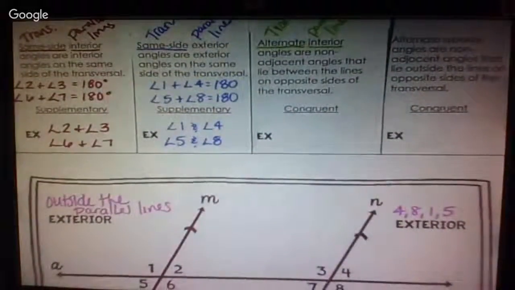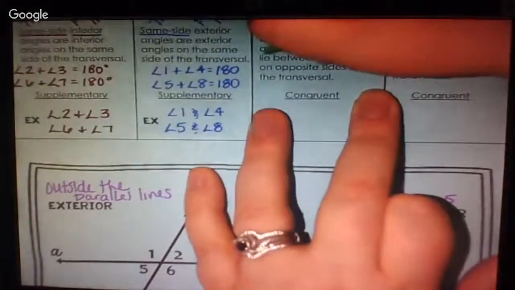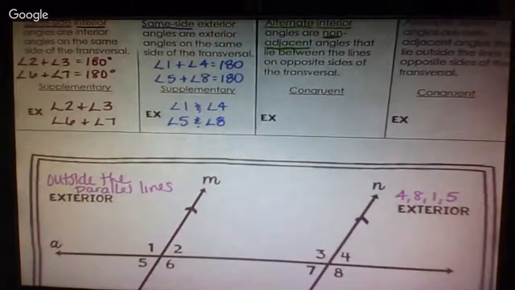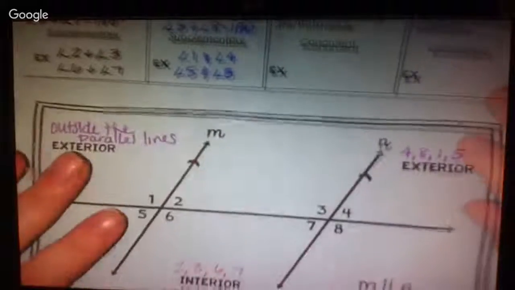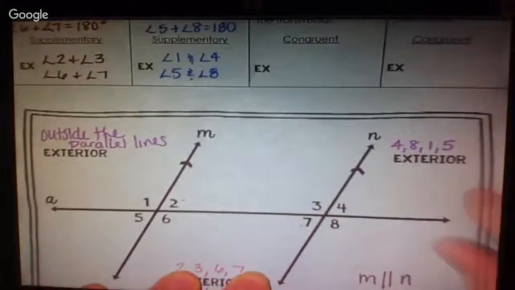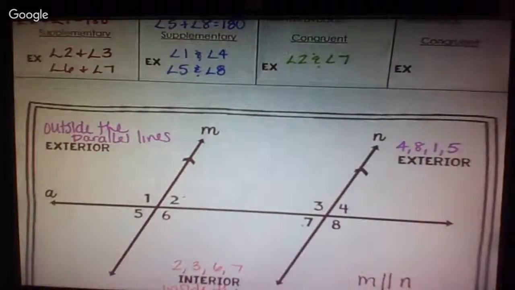Okay. Look though. It says non-adjacent. So they cannot be side by side. They have to be non-adjacent. So what did you say, Kenley? 2 and 7. One's on the top, one's on the bottom, and they're not side by side. So angle 2 and angle 7. Okay, they cannot be side by side. So 2 and 7, 6 and 3.